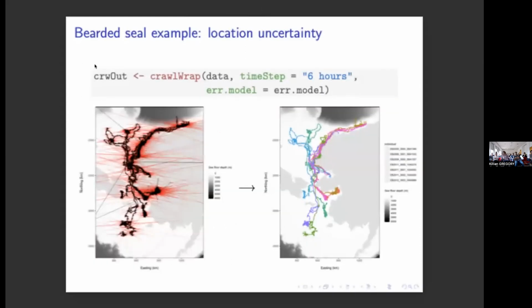So the basic steps again: this is our raw data. You can see it's kind of like spaghetti, and you can see the measurement error that we're dealing with. But once we run it through crawl, and Devin will give us the details, this is what we end up with. The tracks seem much more reasonable, and we've dealt with that measurement error. We've also imputed at 6-hour intervals, so we now have data that are ready to be used in a discrete time hidden Markov model.